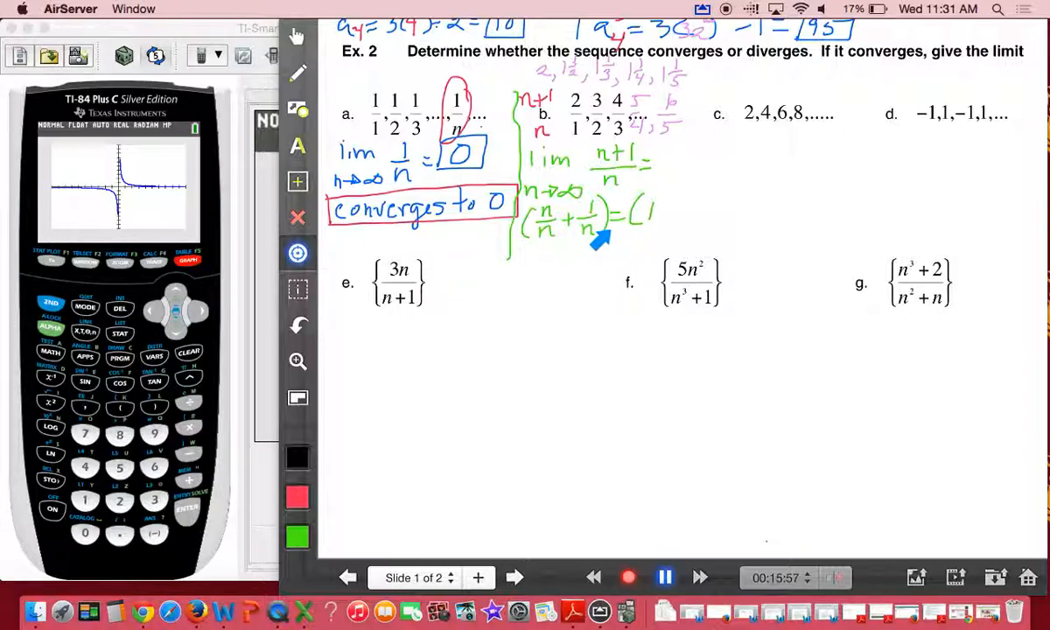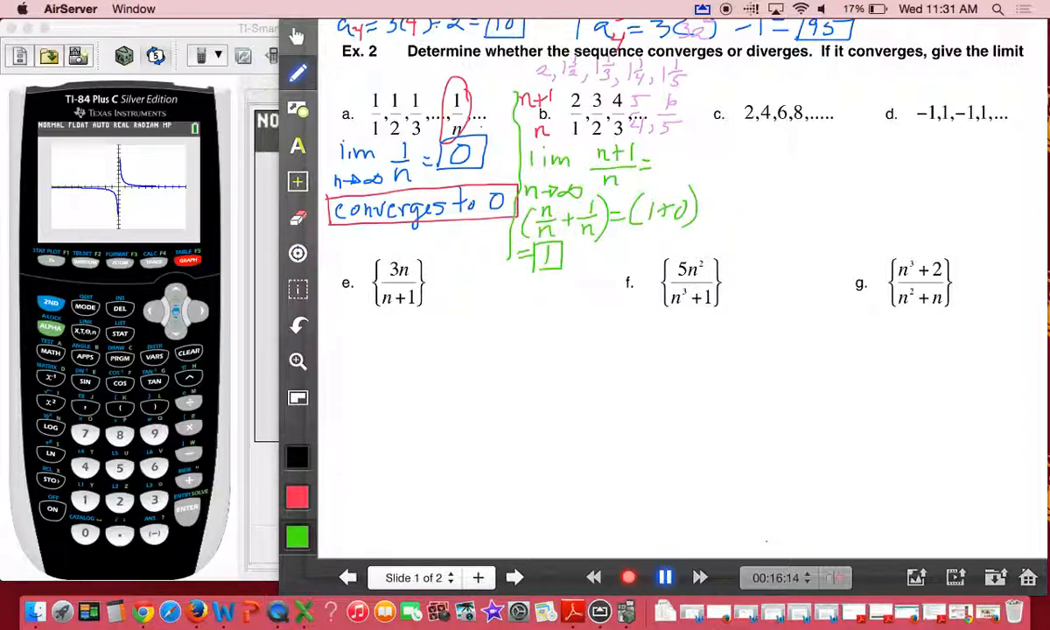The limit of 1 over n is what? What did we say the limit of 1 over n was over here? 0. So plus 0, what's 1 plus 0? 1. Isn't that what we said the limit was?